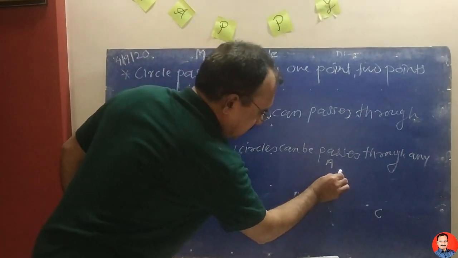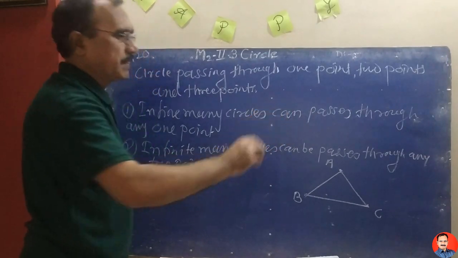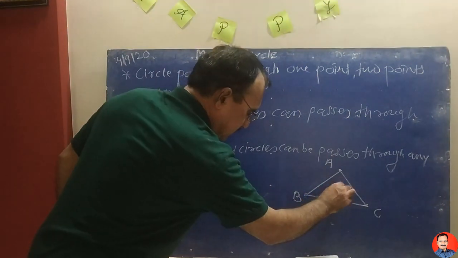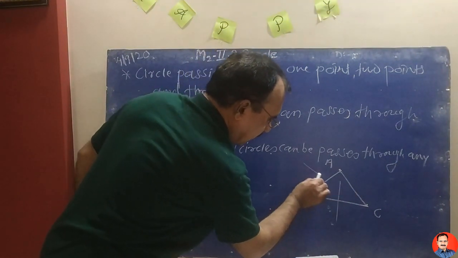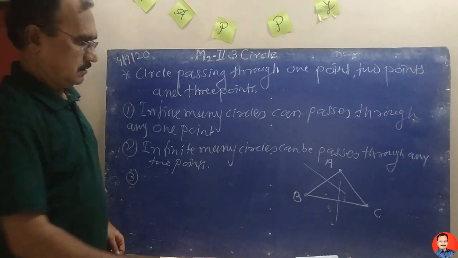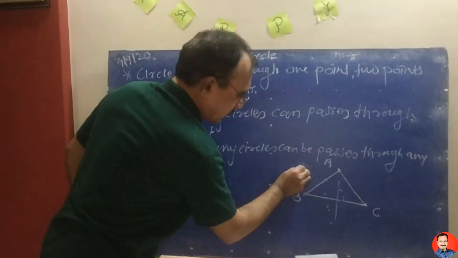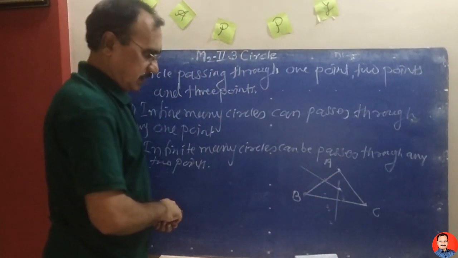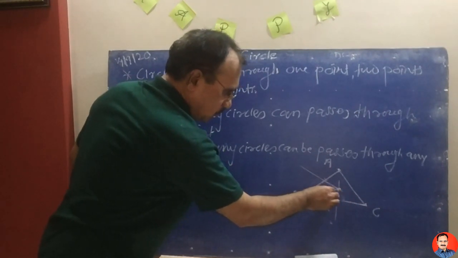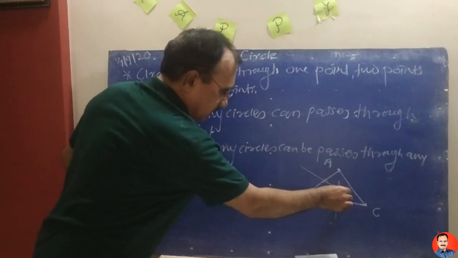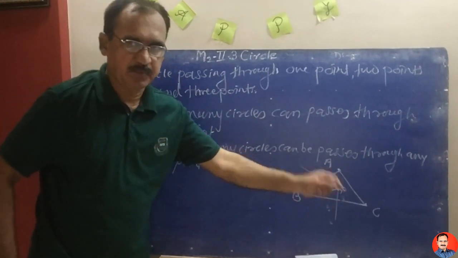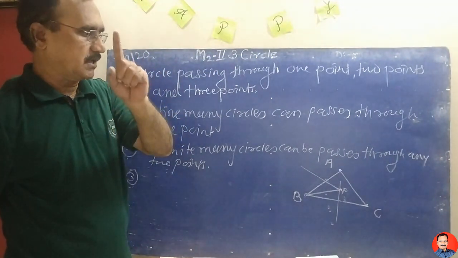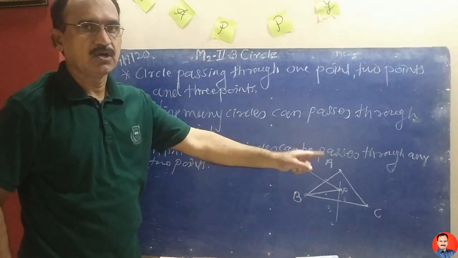Join these points: AB, AC and BC. This is triangle ABC. Draw the perpendicular bisectors of BC and AC, and of AB and AC. Here is the point of intersection. Suppose this is point P. If you put the pointer here and take the radius PB, PA or PC, you can draw a circle. That means one and only one circle can pass through any three non-collinear points.